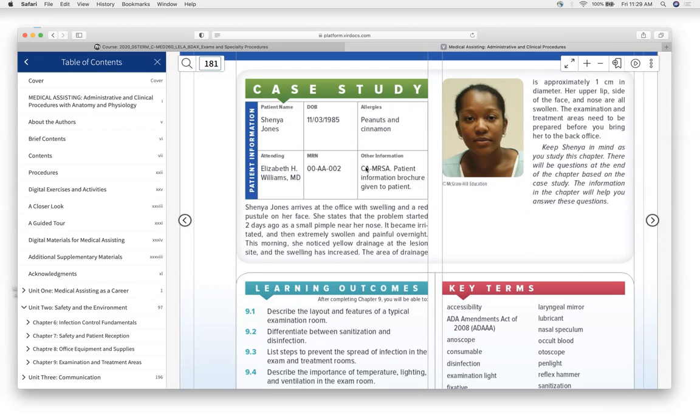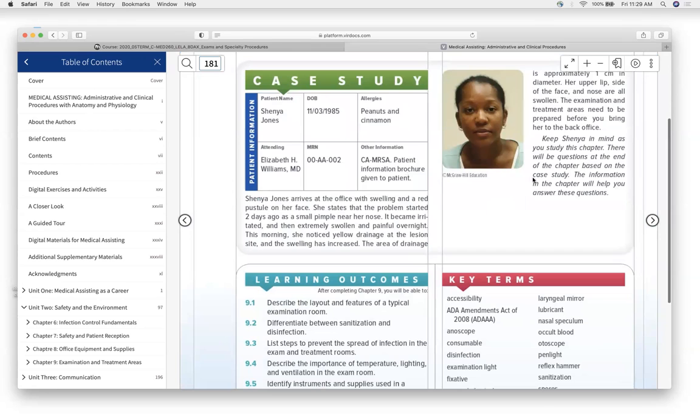right? So we want to see, is it carcinoma or is it multi-resistant Staphylococcus aureus because it's on her skin? We're thinking about most common. Okay, so that's the case. I could ask you, what was the chief complaint? The swelling on her face, right? And the progression of it.